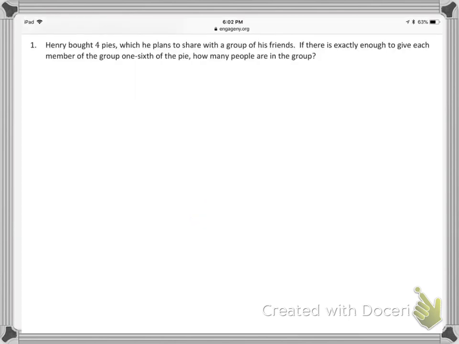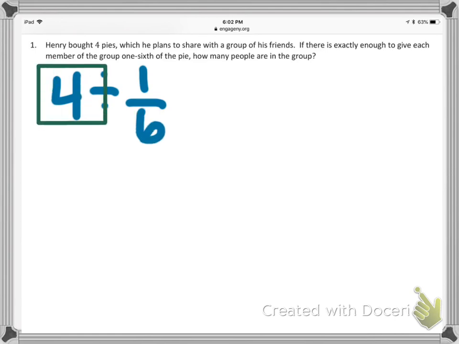Henry bought 4 pies, which he plans to share with a group of friends. If there's exactly enough to give each member of the group 1/6 of the pie, how many people are in the group? Well, he has 4 pies. That means we're going to divide by 1/6. 4 divided by 1/6. So this is same thing. We're going to model our dividend. So I need 4 boxes this time.